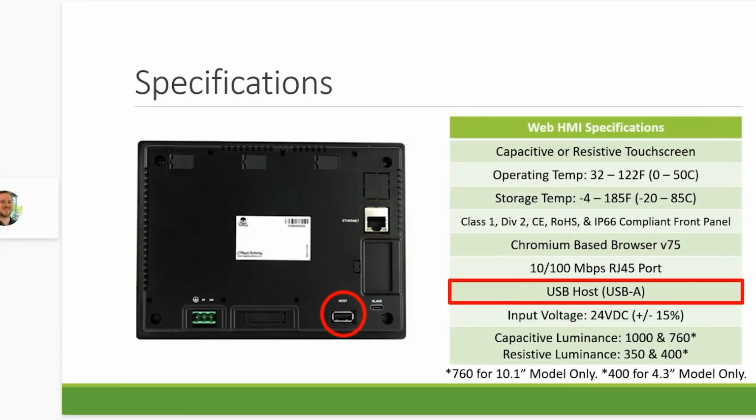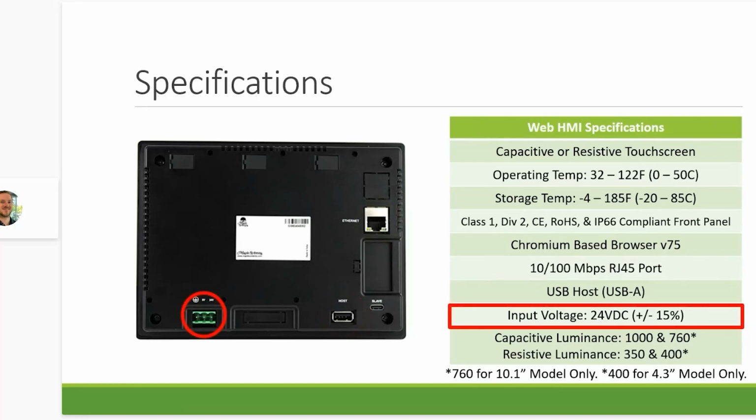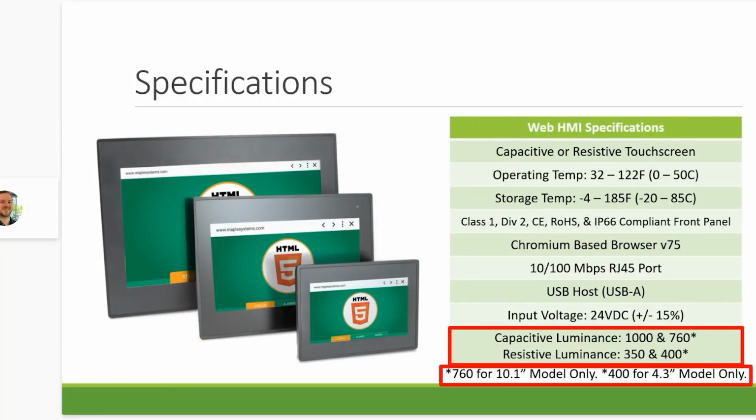The web HMIs support an input voltage of 24 VDC with a plus-minus of 15%. The luminance on the capacitive models is 1000 for the 4.3-inch and 7-inch models and 760 for the 10.1-inch model. However, we are currently working on increasing that to match the 1000 luminance of the other two capacitive models. For the resistive models, the luminance is 350 for the 7-inch and 10.1-inch model and 400 for the 4.3-inch model.